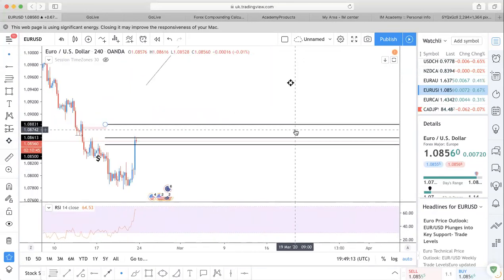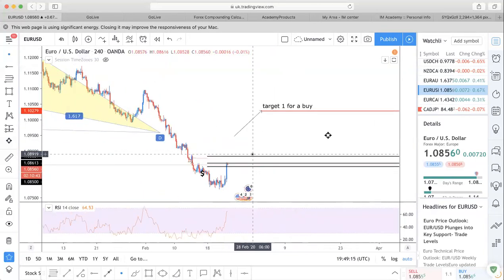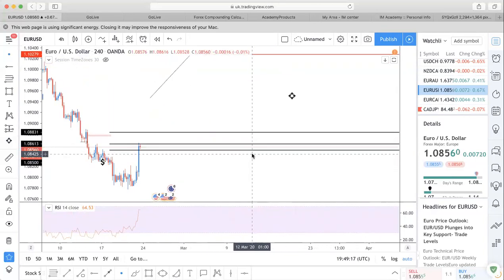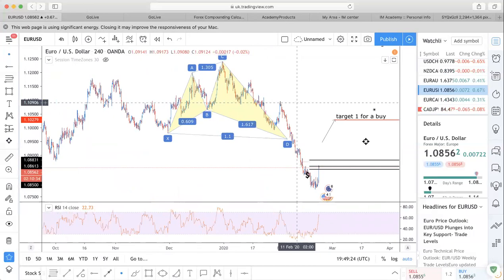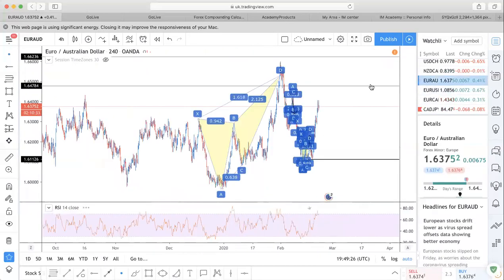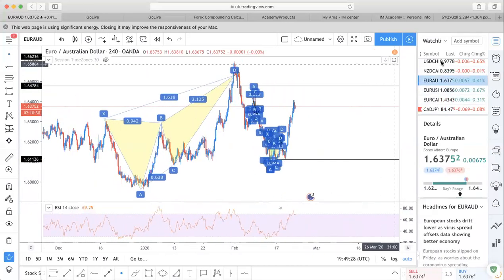Because what smart money does is smart money will always give you a second chance. It will always give you a second chance to win a trade. But then the problem is, once we lose a trade, we become too afraid. We become scared.